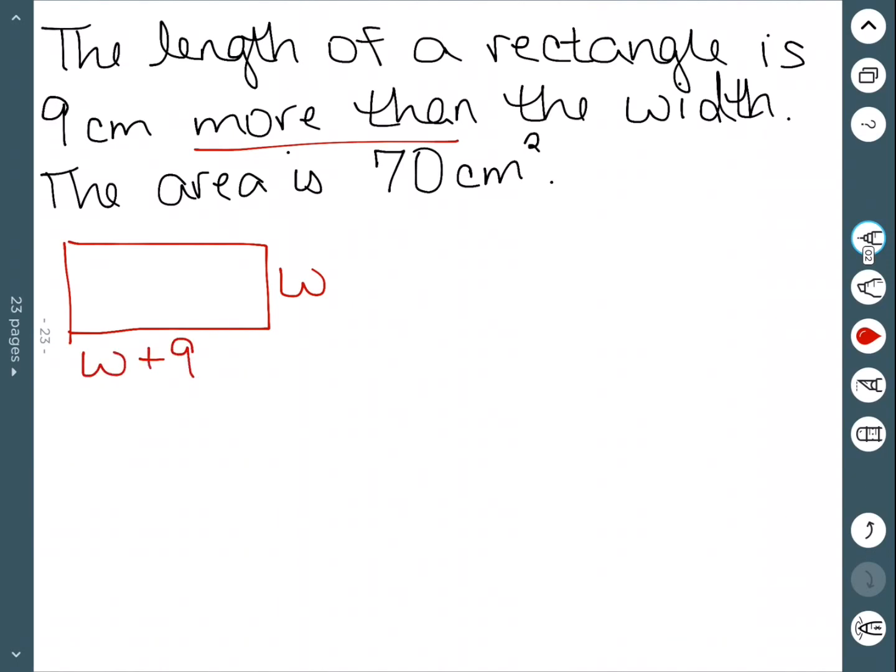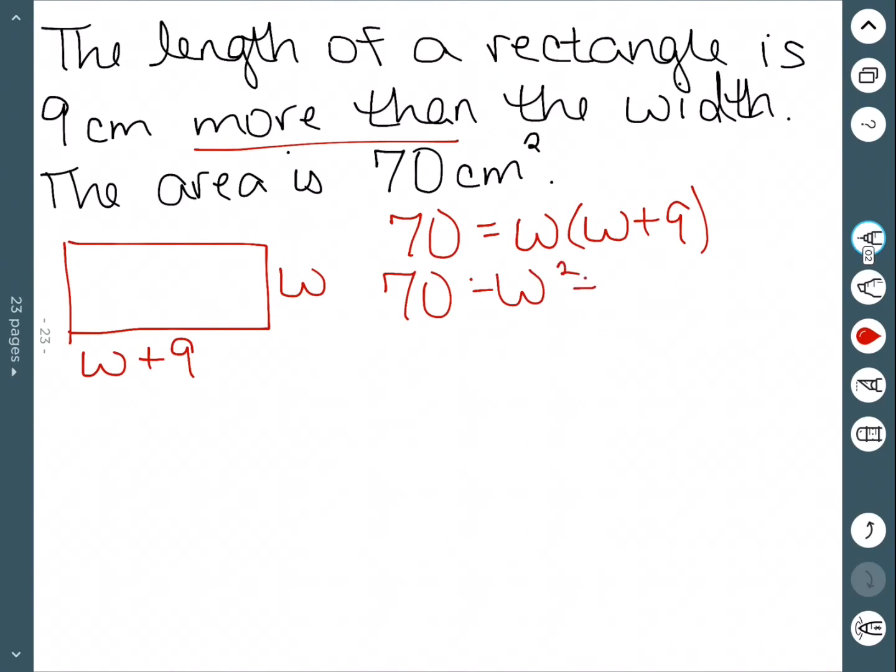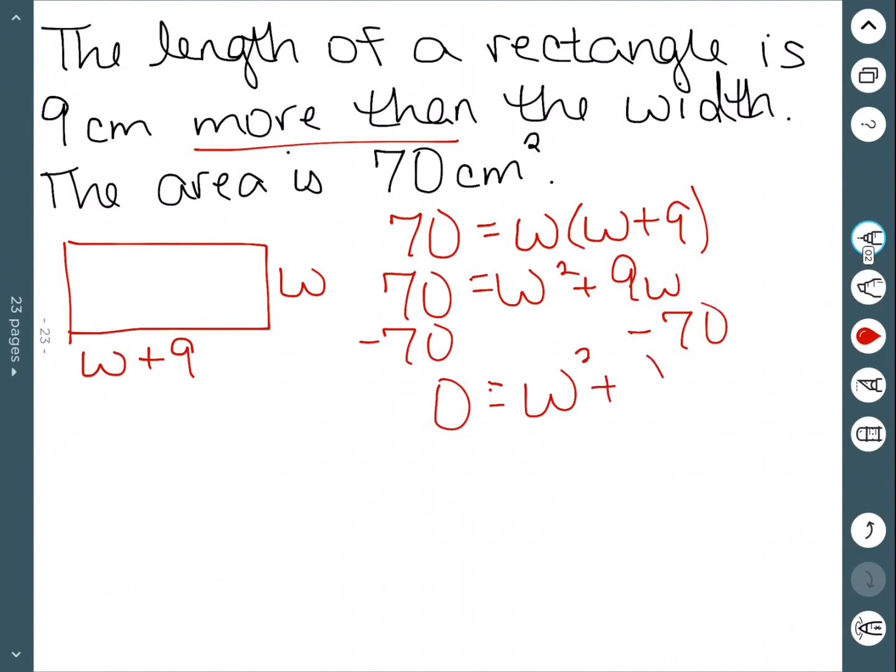We also know that their area is 70. So 70 is what happens when we multiply length times width. So W squared plus 9W once we distribute. Since this is quadratic, we subtract the 70 from both sides. I now have W squared plus 9W minus 70.